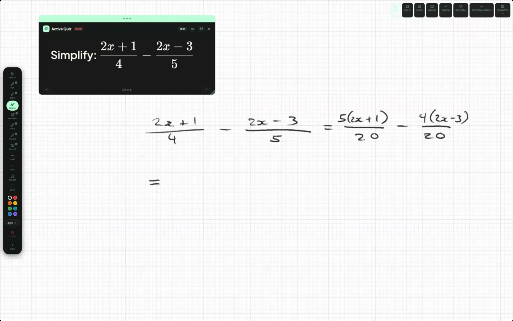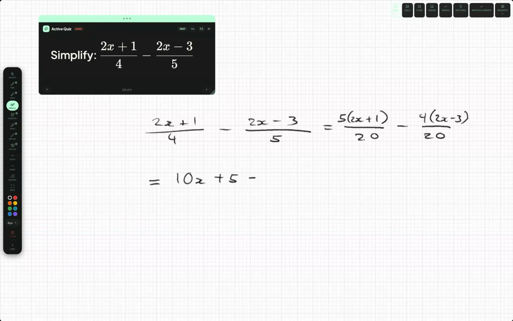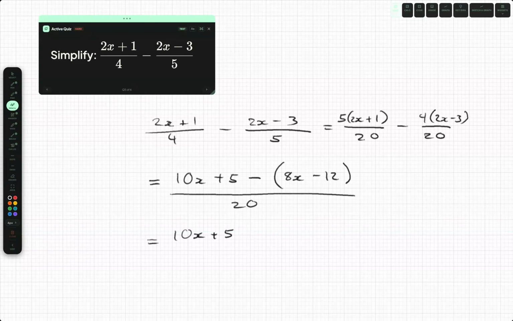Right, next one we're going to look at now is expanding. So we've got 5 times 2x, which is 10x, plus 5, minus, put everything in brackets, 4 times 2x is 8x, and 4 times negative 3 is minus 12, all over 20. So the first part stays exactly the same, and then we apply this negative 1 essentially across. Negative 1 times 8x is minus 8x, and negative 1 times negative 12 is plus 12. Because a negative times a negative is a positive.